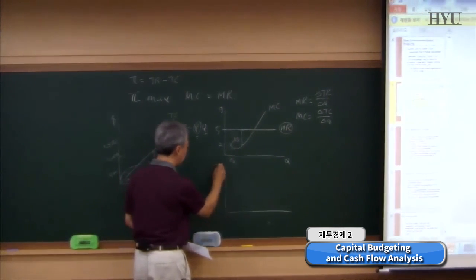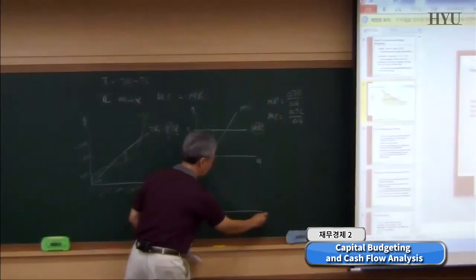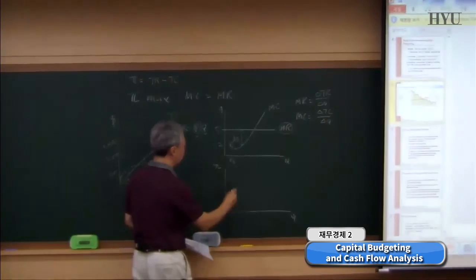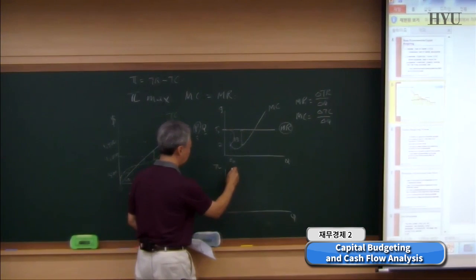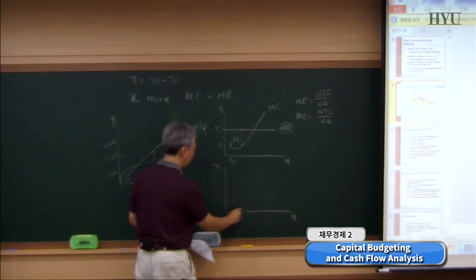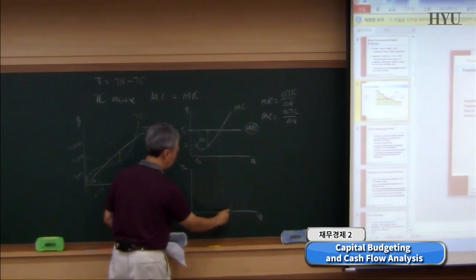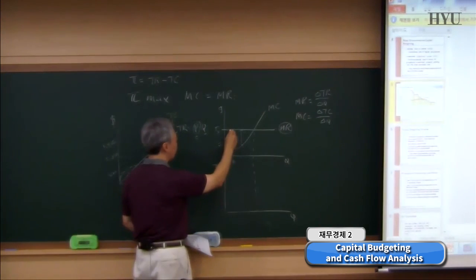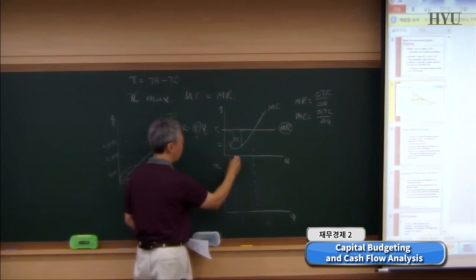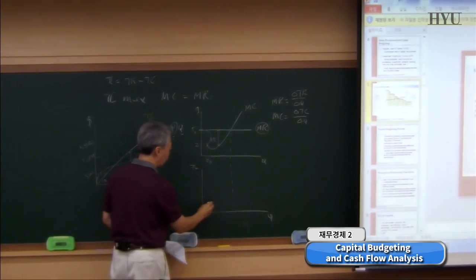So if you think about the profit curve, right? You can say as long as your marginal revenue exceeds the marginal cost, right? Every time you produce more and more units, your profit increases.